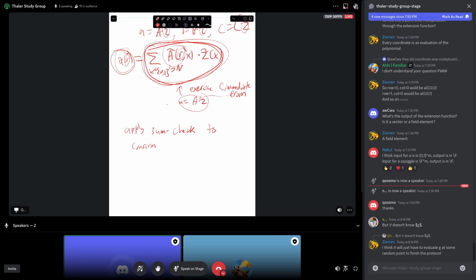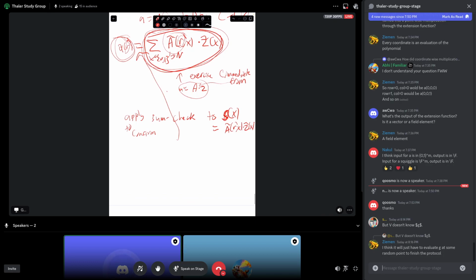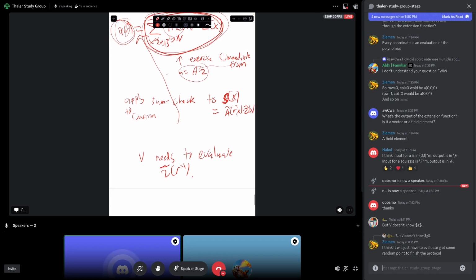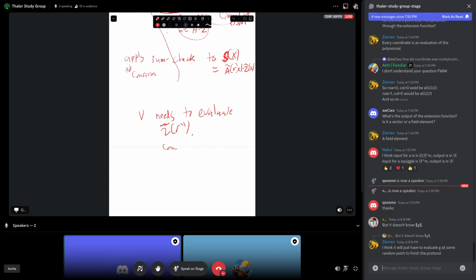And so I apply sum check to the polynomial, let me call it S of X, which is in this case A twiddle of R prime comma X times Z twiddle of X, to confirm that this equality holds. At the end of the second sum check, the verifier just needs to evaluate Z twiddle of R prime prime for a single point R prime prime, and if Z twiddle was committed with the multilinear polynomial commitment scheme, this will come from the commitment scheme. Okay.